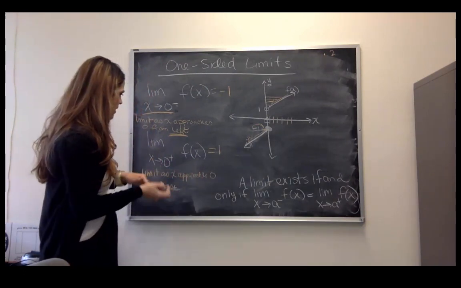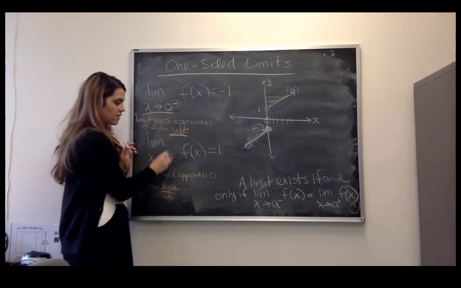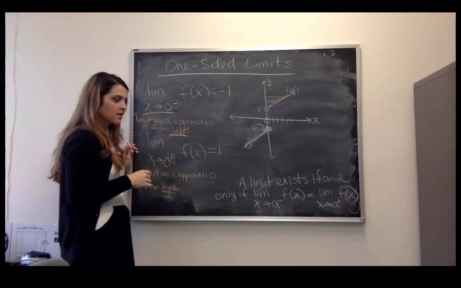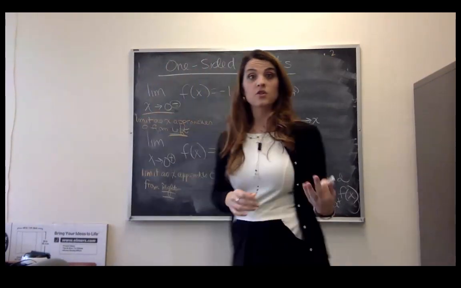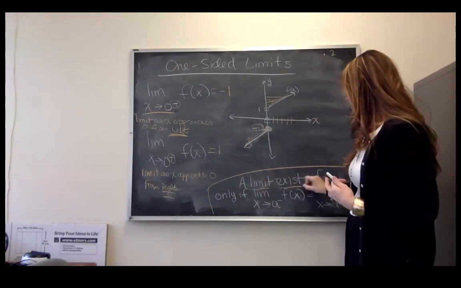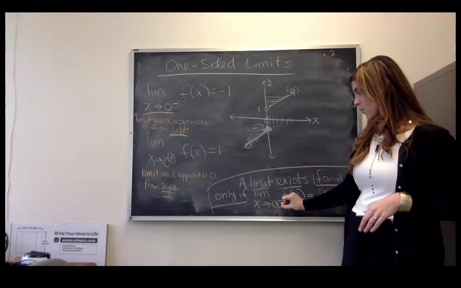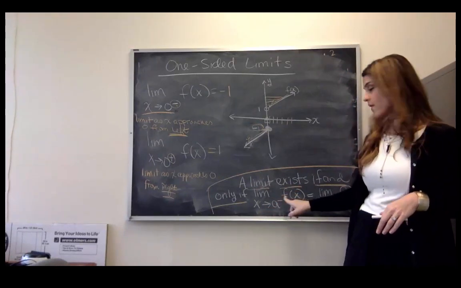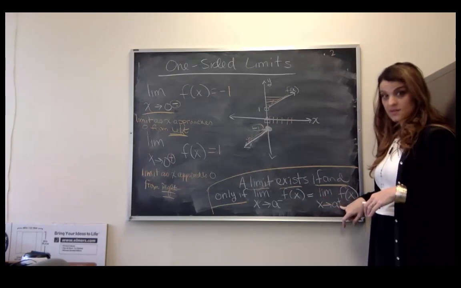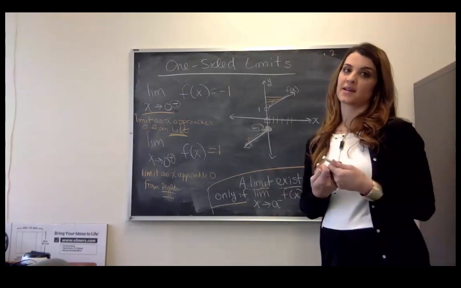Notice quickly, I just forgot to say this part. See how this had a negative sign? If you're approaching from the right, the superscript is a plus sign. So here is this definition. It's extremely important. A limit exists if and only if the limit as x approaches a from the left, see a minus sign, of f of x is equal to the limit as x approaches a from the right of f of x. So in order for there to be a limit, the left and right limit has to be the same.